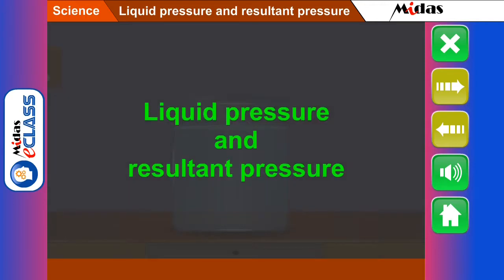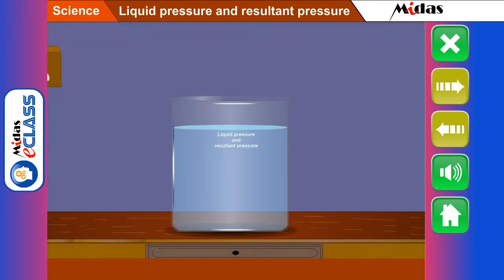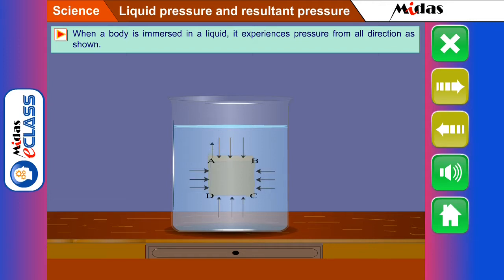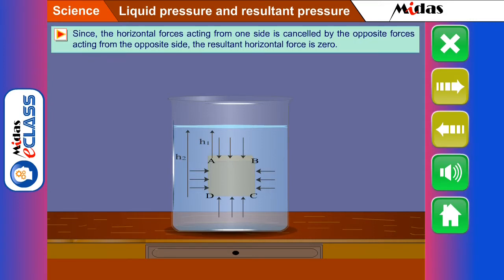Pressure and resultant pressure. When a body is immersed in a liquid, it experiences pressure from all directions as shown. Since the horizontal forces acting from one side are cancelled by the opposite forces acting from the opposite side, the resultant horizontal force is zero.